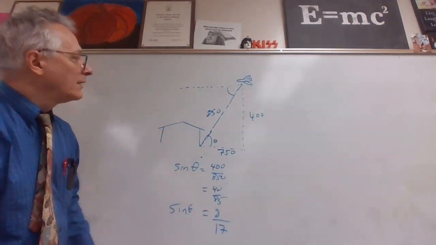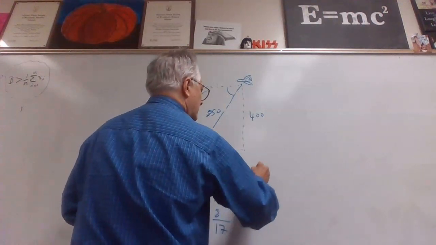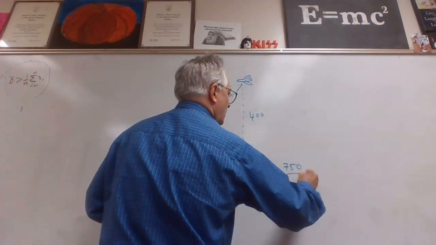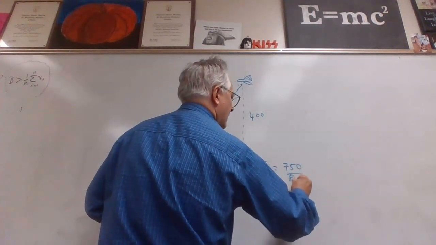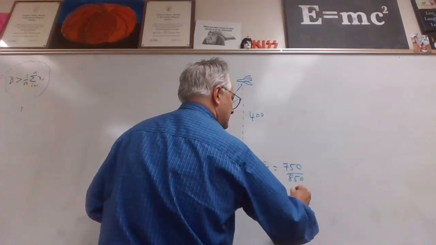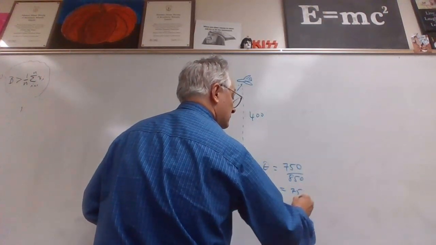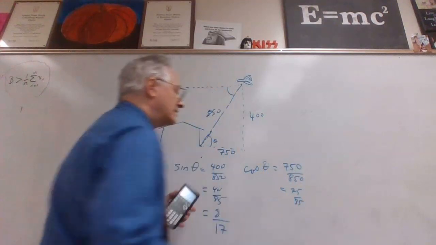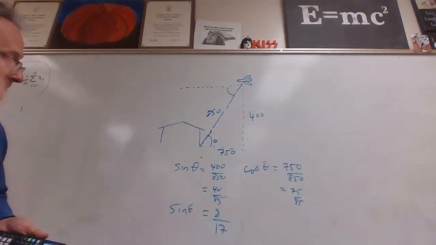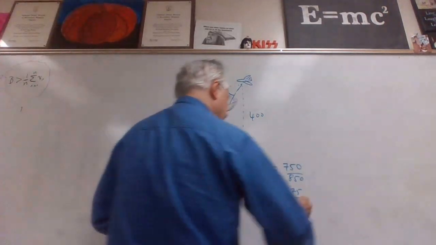We just reduced it. And the cosine would be adjacent over hypotenuse. So the cosine of your angle would be 750 over 850. And if we want to reduce that, that's going to be 75 over 85. So divide the top and the bottom by 5. So that's going to be 15 over 17.